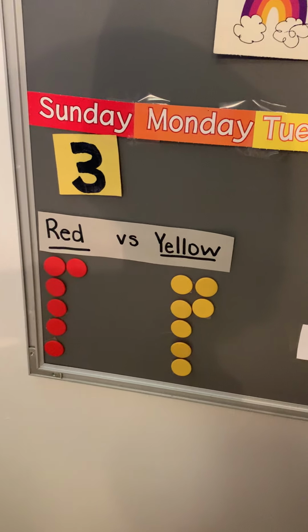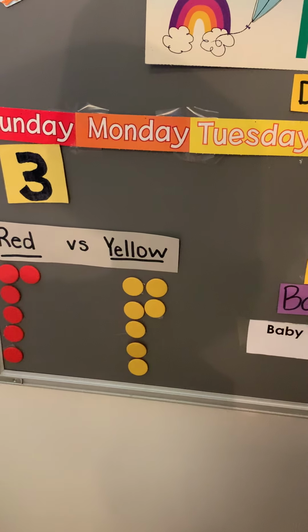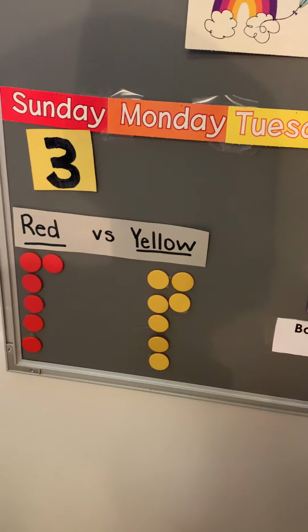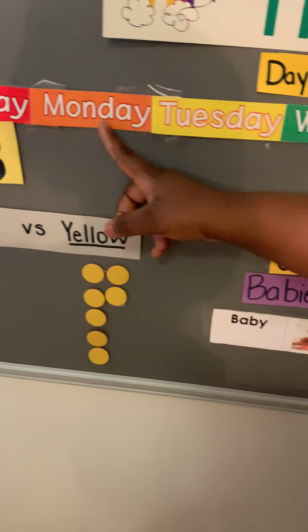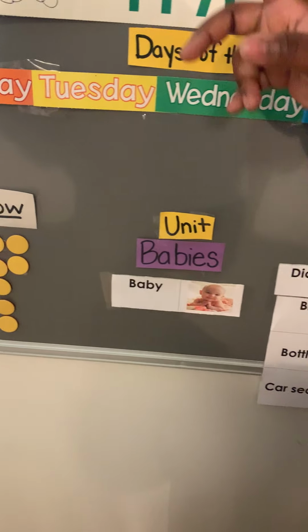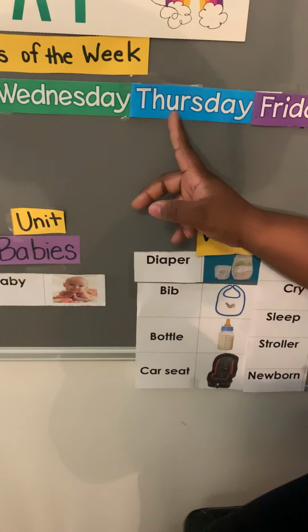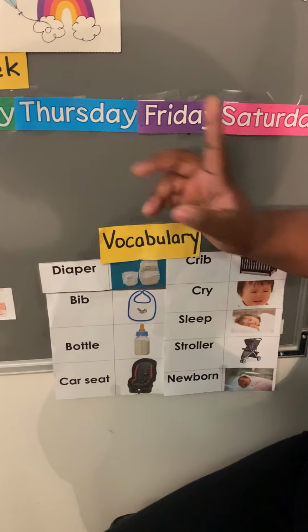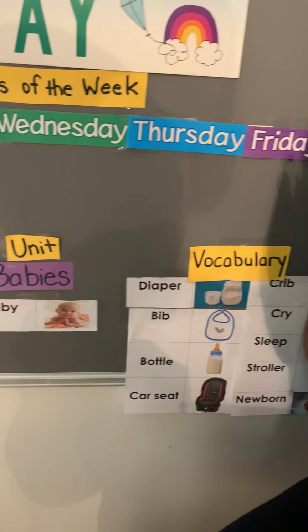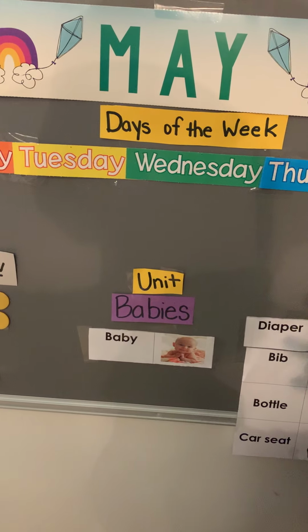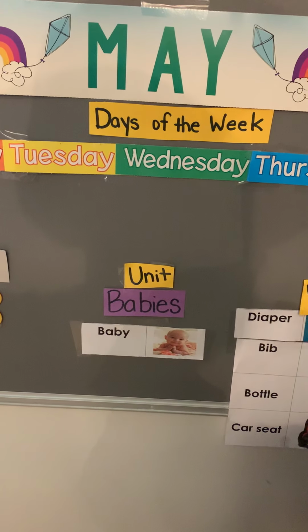All right. Days of the week. Days of the week. Days of the week. Days of the week. Days of the week. There's Sunday, then there's Monday. There's Tuesday, then there's Wednesday. There's Thursday, then there's Friday. And then there's Saturday. Days of the week. Days of the week. Days of the week, days of the week, days of the week.